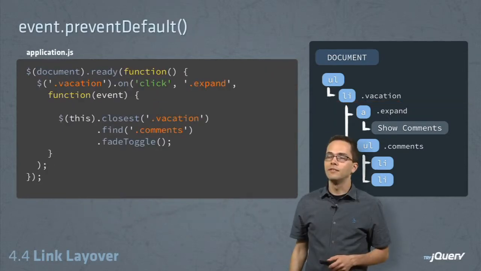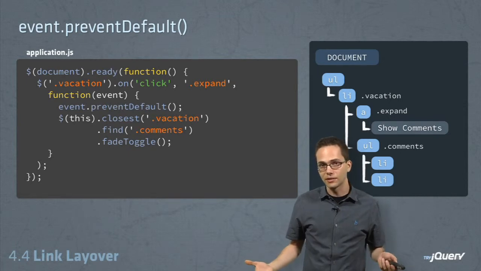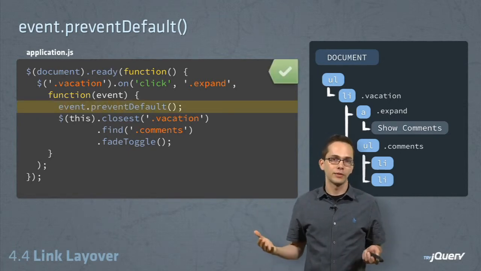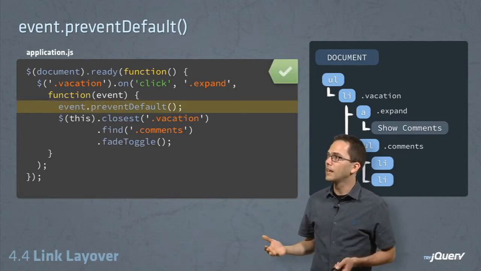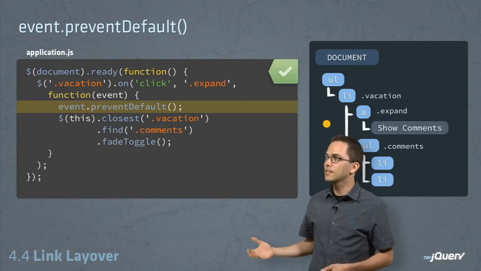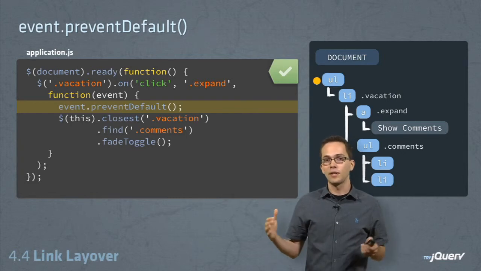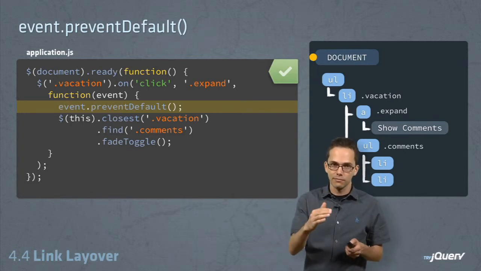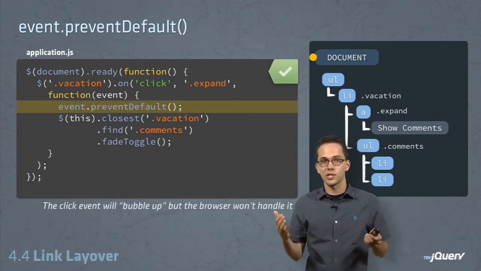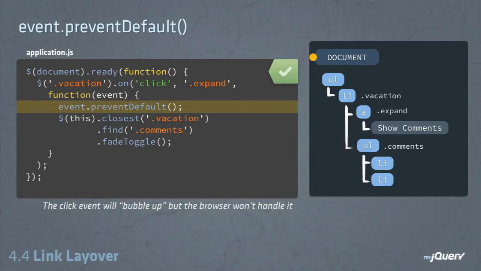Instead, we're going to call event.preventDefault to prevent the default behavior of the browser. In this case, when the event happens, it's going to bubble up, and when it reaches our browser, it's not going to follow the default behavior, which is popping up to the top of the page because our href was a hash.